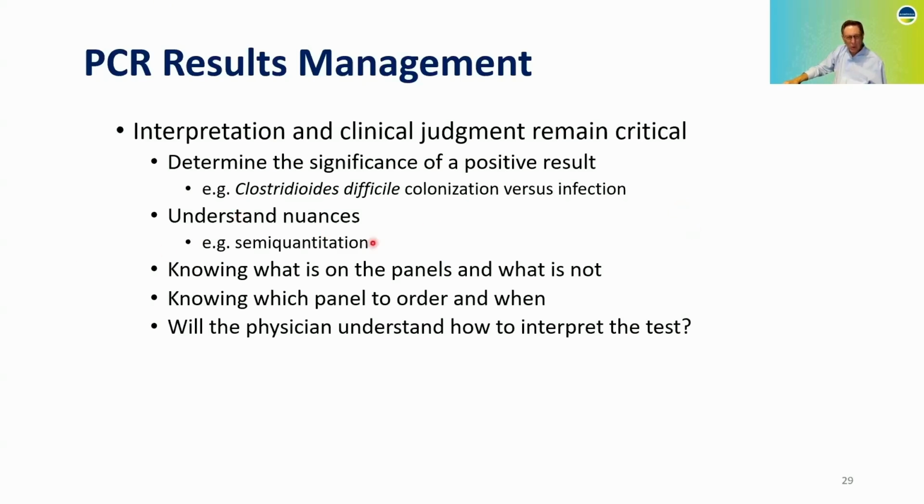You have to know the nuances of semi-quantitation, which I've already gone over with you today. And knowing what's on the panel and what's not. We already mentioned that things like Stenotrophomonas and pneumocystis may not be on certain panels. And you have to know when to order it, okay? And then, will the physician understand how to interpret the test?